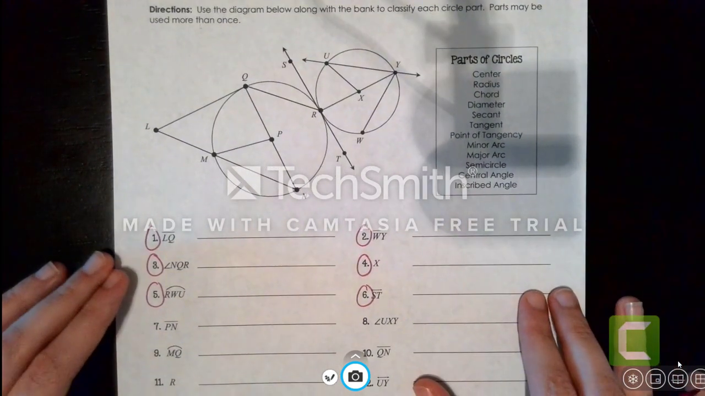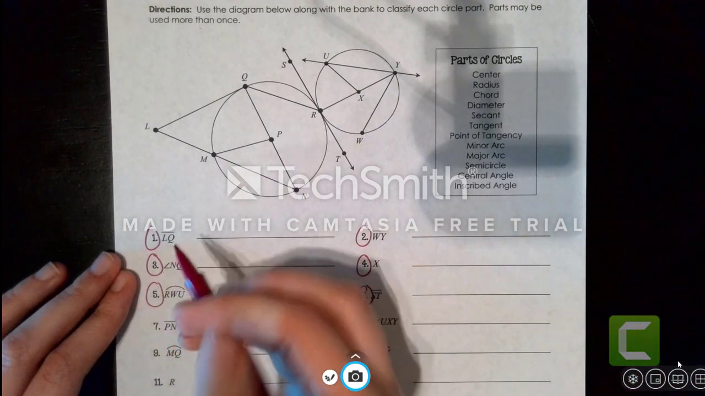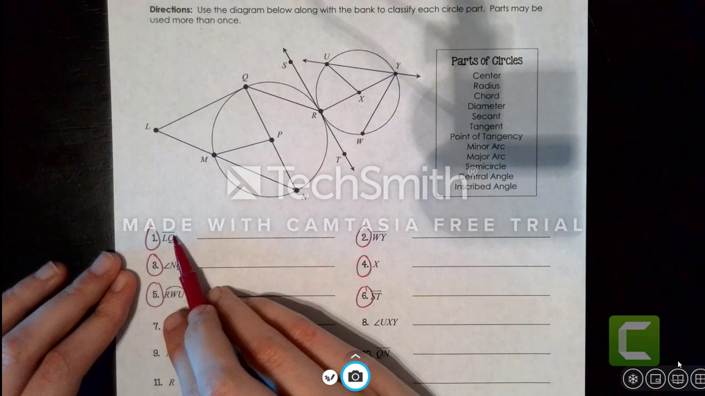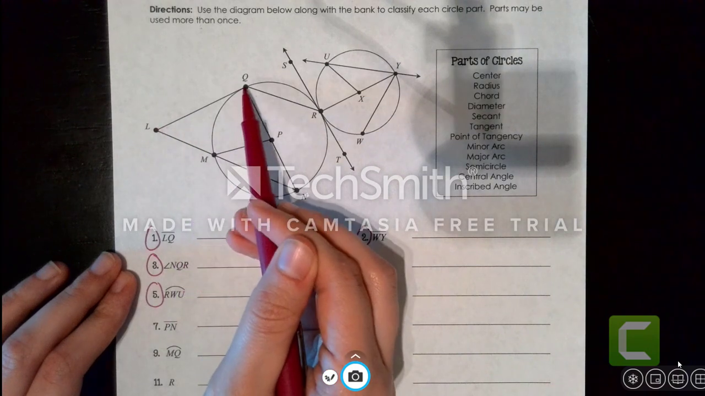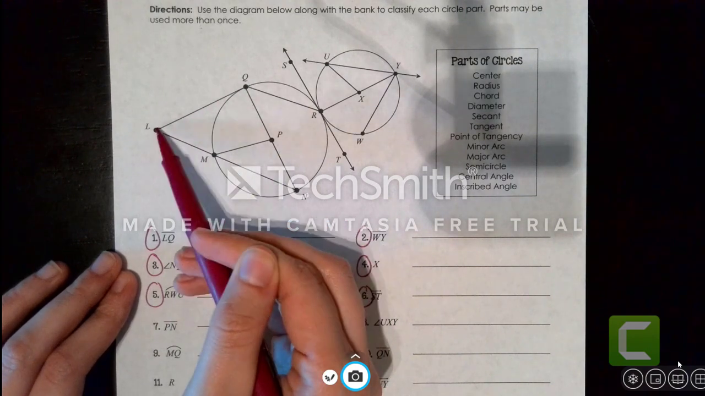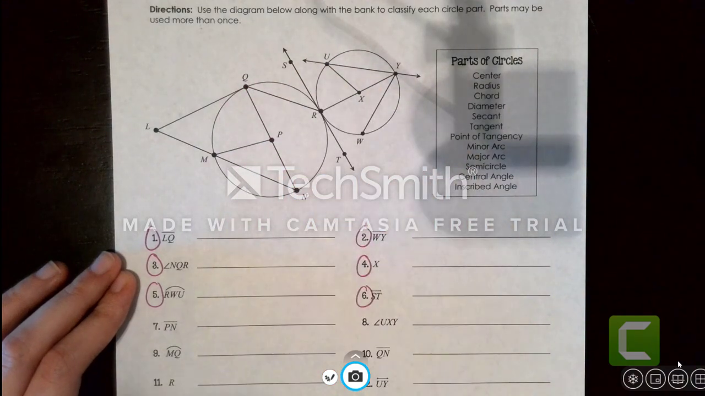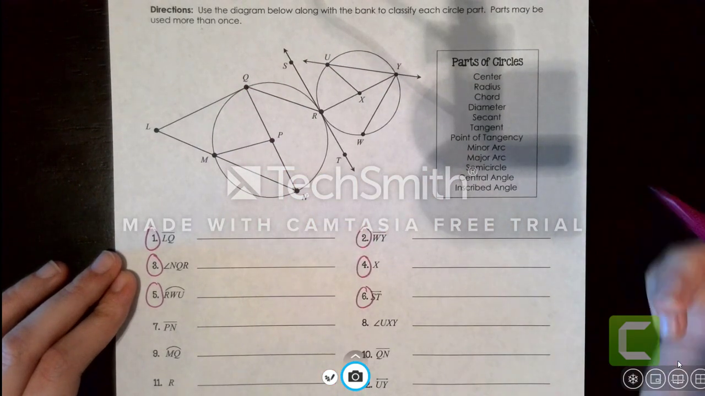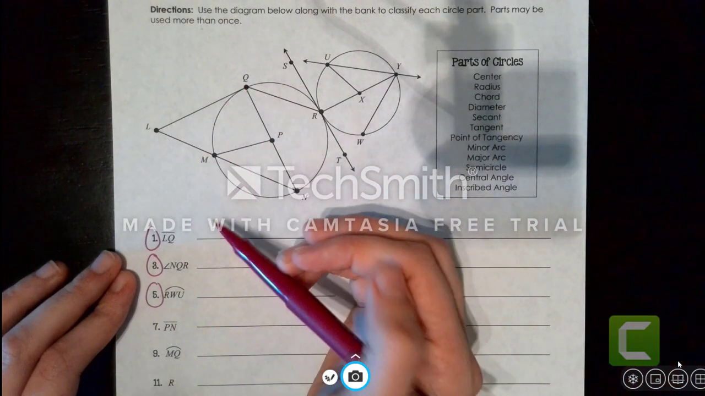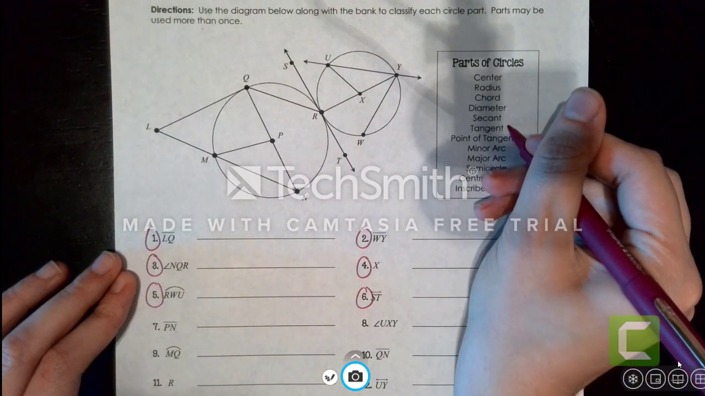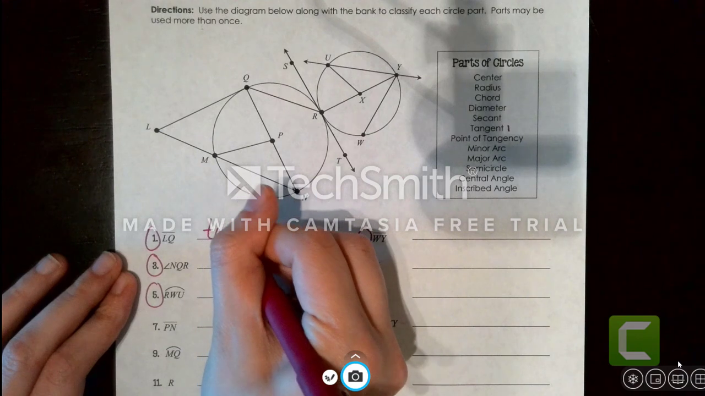To start, number 1 wants us to label what segment LQ is. And remember, if you just have the bar above the two letters, we're talking about segments. So LQ is right here in our picture. It's branching off on the outside of our circle with one point touching it. Now if we have one segment going across with one point of tangency, we have to call this one a tangent. Number 1 would be labeled a tangent.